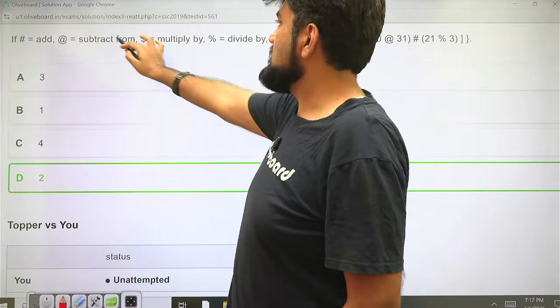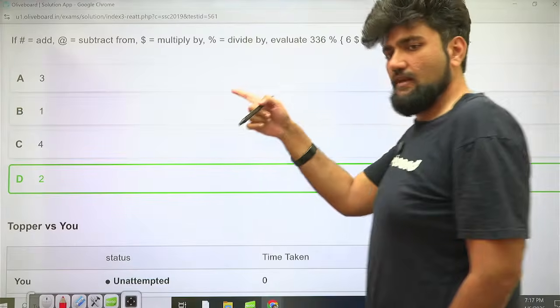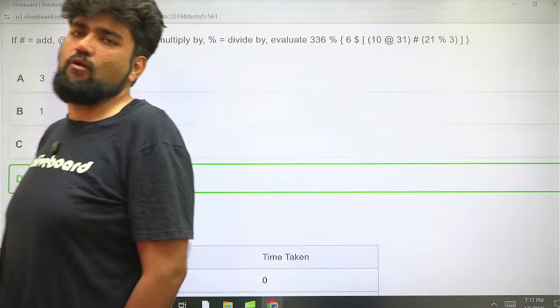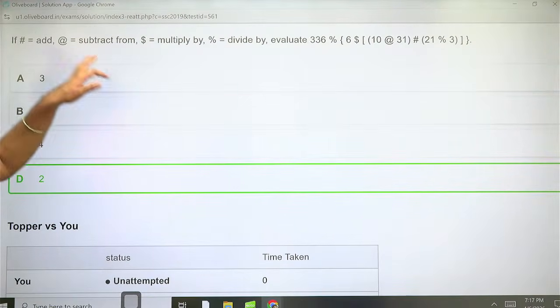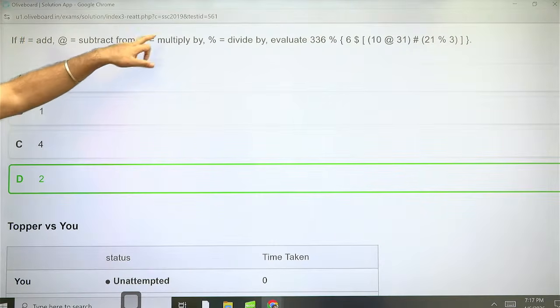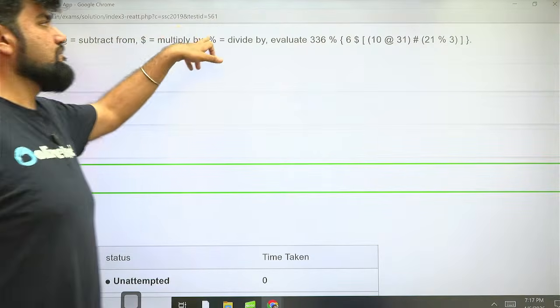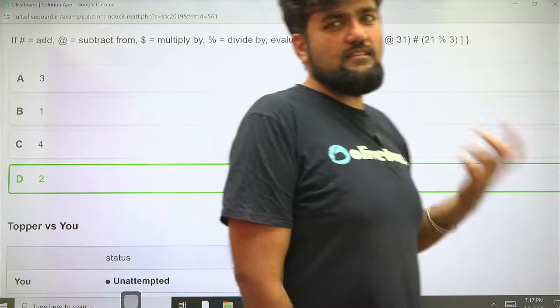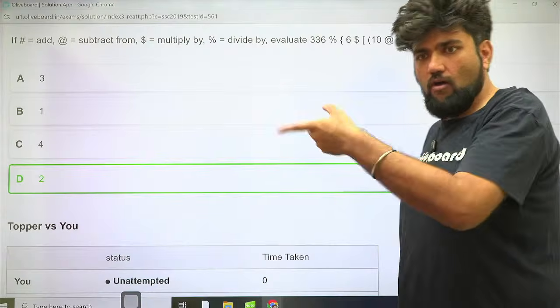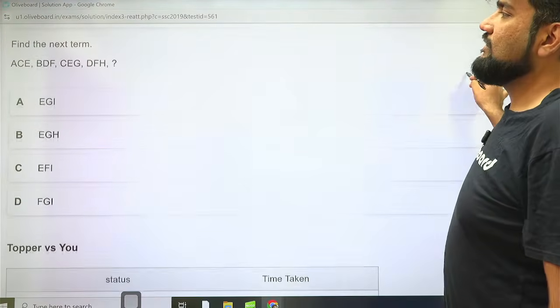What is the change? Change is subtract from. Okay. 75 seconds because of the same problem. I am 100% sure the same problem has happened. Okay. So this time they have not given hash is plus, at the rate is minus, dollar is multiply. No. They have said hash is add, at the rate is subtract from, dollar is multiply by, and percent is divide by. So everything else is same only, but for subtract from, we have to change the order. Good logic. Good question. Next.